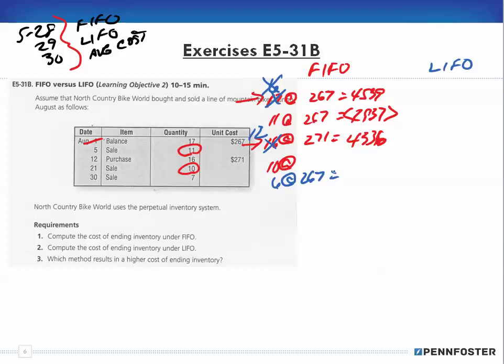6 times 267 is 1602, and I have 4 at 271. Okay, so that's what these 10 are made up of, right? The 6 and the 4. So I have 4 times 271, so that's 1,084.